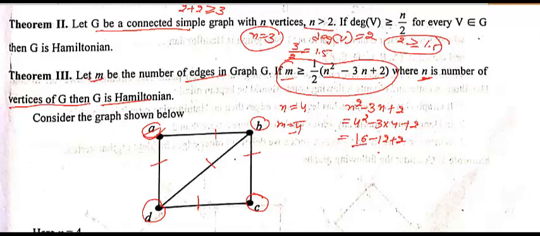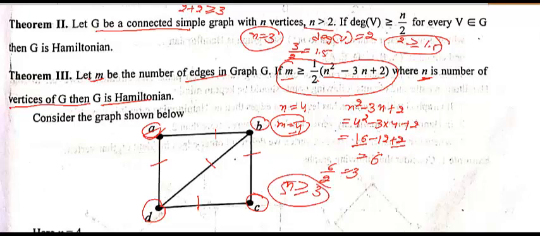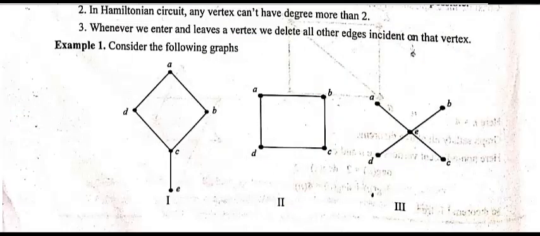Correct? So 16 plus 2, 18. 18 minus 12, 6. And you have a half. Half means 6 by 2 is equal to 3. So m is 5. So 5 is greater than or equal to 3. So this result is always true. You can take any Hamiltonian graph. Okay. So see this example.